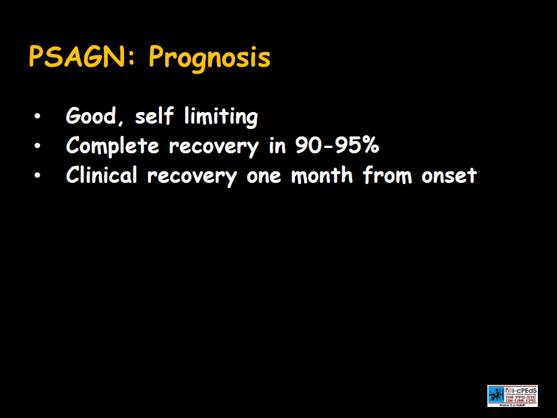Let us now go to prognosis. In general, the prognosis of patients with acute glomerulonephritis is good and self-limiting. There is complete recovery in 90 to 95% of patients, and clinical recovery is usually expected within 1 month from the onset. Remember the 3 phases of the disease. 7 to 10.